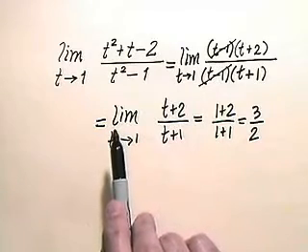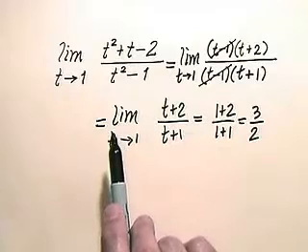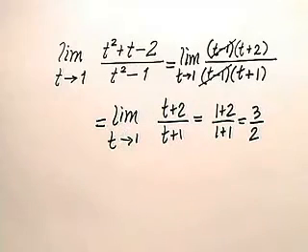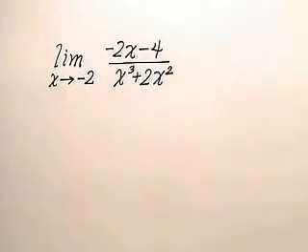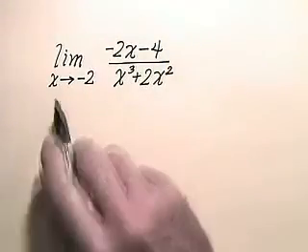All right, now let's look at another problem where we have a limit of the form 0 over 0, and our numerator and denominator are both polynomials again. This time we'll have to deal with higher degrees, though. Okay, so here I have the limit as x approaches -2 of -2x minus 4 divided by the quantity x cubed plus twice the quantity x squared.